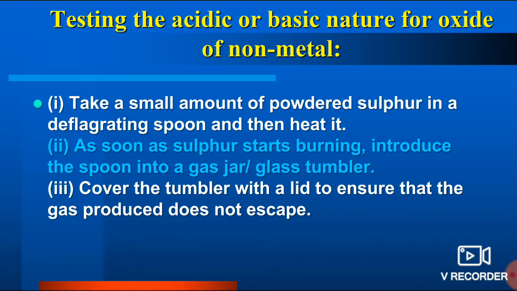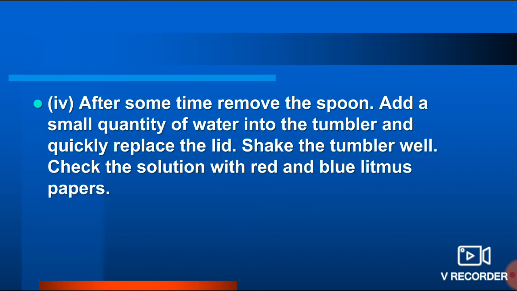Now if we try to check whether the oxides of non-metals are acidic in nature or not, again we need to do a process. We need to take a small amount of powdered sulfur in a deflagrating spoon. I will show you how this spoon looks, and then we need to heat it. As soon as the sulfur starts burning, we need to introduce the spoon into a jar or a glass tumbler, and you know that fumes will come as the burning starts. Then we need to cover the tumbler with a lid to ensure that the gas produced does not escape. We need to protect that gas for our testing.